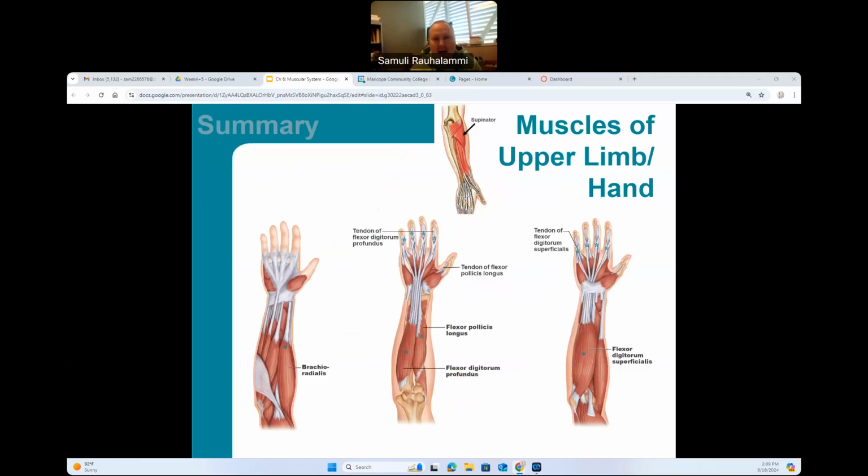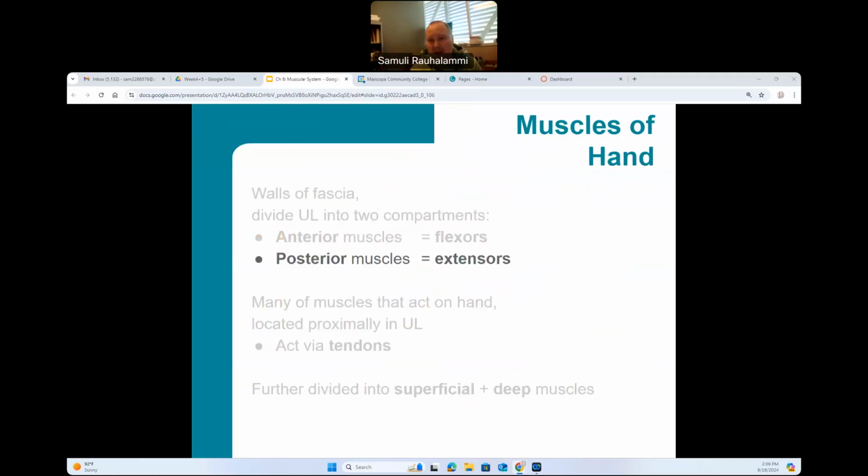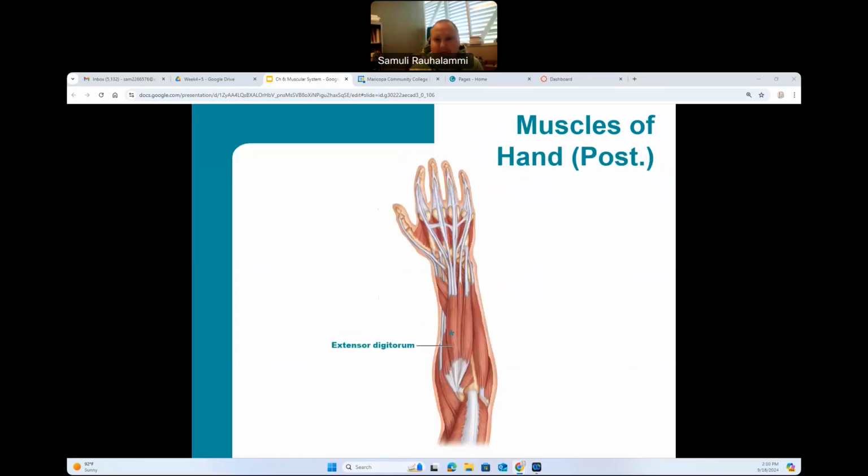Now let's pick up and look at the posterior muscles of the hand and upper limb. So these consist of superficial and deep muscles, and all of these are innervated by radial nerve or its branches. And most of these arise from the common flexor tendon attached to the lateral epicondyle of the humerus. And because these are on the posterior side, these are extensors that we're going to be looking at.